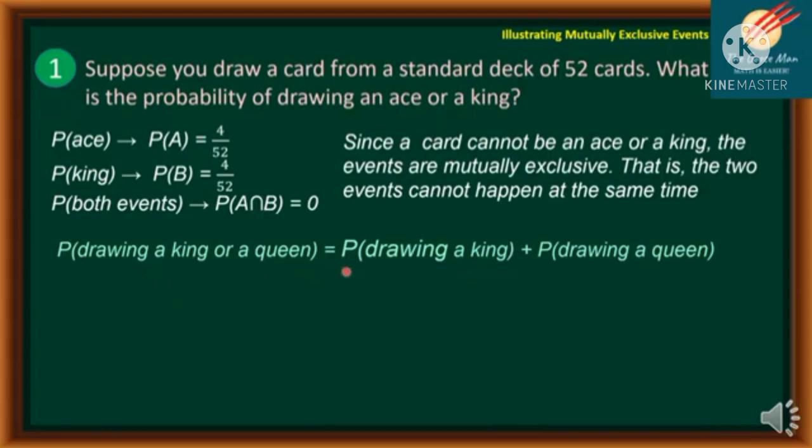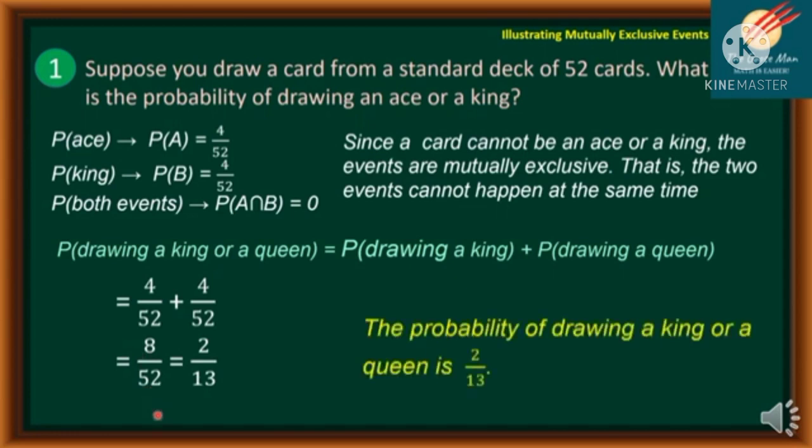So we go further. The probability of drawing a king or a queen is equal to the probability of drawing a king plus the probability of drawing a queen. So that is 4 over 52 plus 4 over 52. So this is equal to 8 over 52, or in lowest terms, 2 over 13. Therefore, the probability of drawing a king or a queen is 2 over 13. For the meantime, we will express our probability as a fraction. Sometimes it can be expressed in decimal form or in percent.